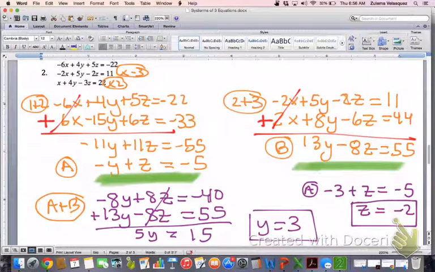Now that I have y and z, I'm going to take y and z and go back to the original 3 equations and decide, am I going to plug it into the first one, the second one, or the third one. Just by looking at all of this, it seems a lot easier to plug it into the first one because the x is already by itself. So I'm going to go ahead and do that. I'm going to clear this out.